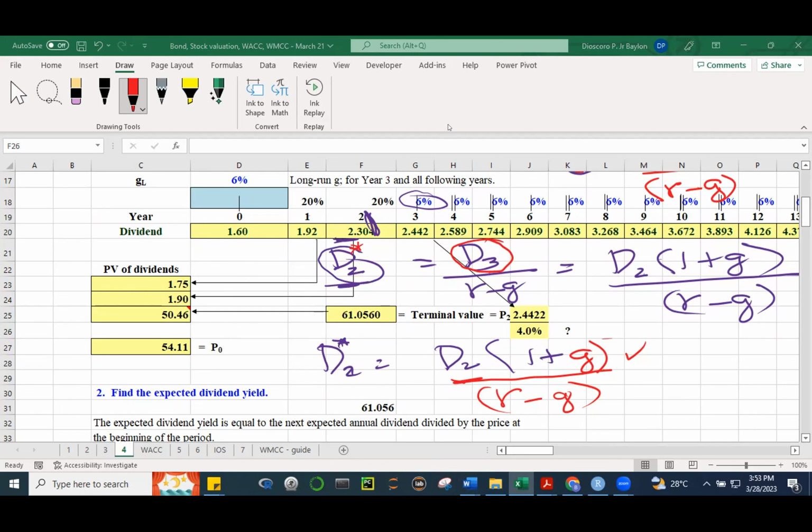Okay? All right, so if I, for example, add this to the sum of this dividend and 2.3, so that's 63.36, okay? So let me add this. What's the sum of 1.9 and 50.46?